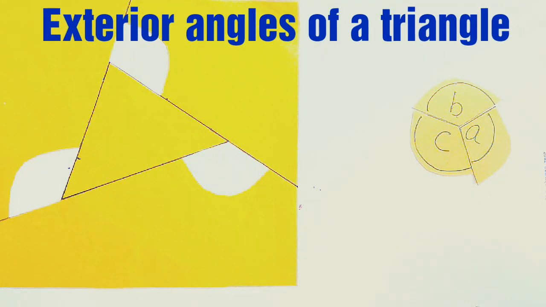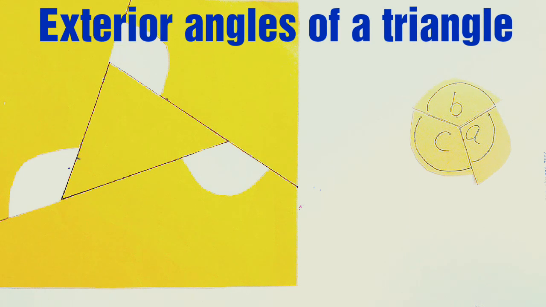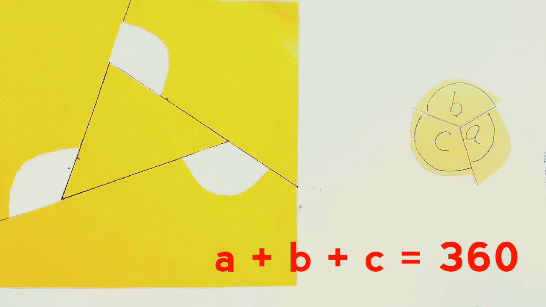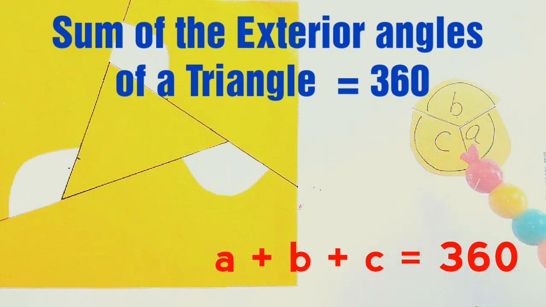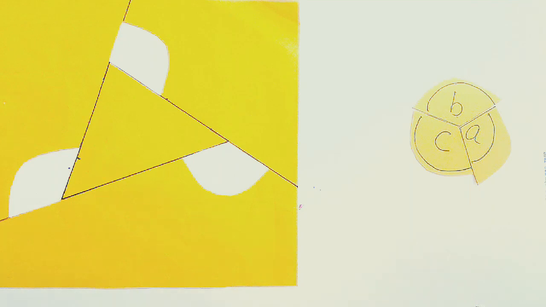Now let's put them together. Now you can see when we put the exterior angles together, the total sum of the angles is 360 degrees. A + B + C equals 360 degrees. That means the sum of the exterior angles of a triangle is 360 degrees. Now let's use this theory and solve some problems.